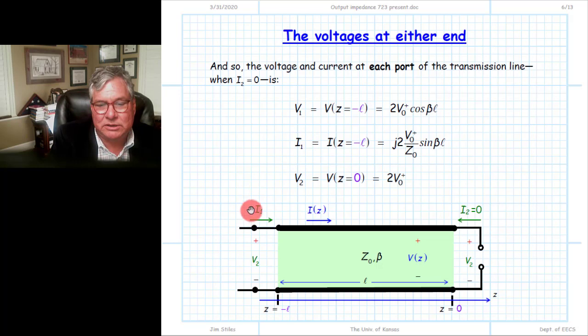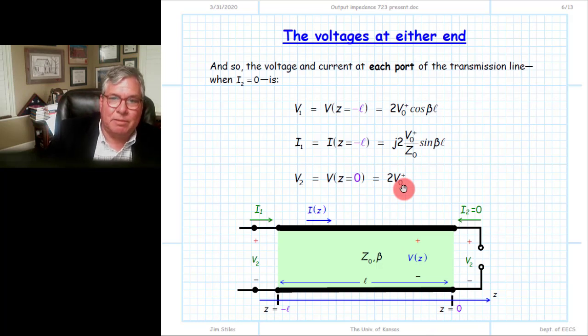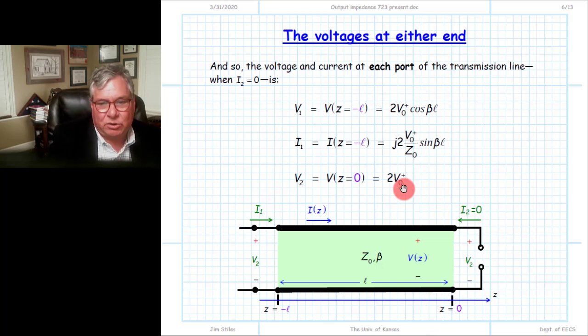I1, the current here at the input. Again, we take our total current expression and evaluate it at minus L, and we get this. And then finally we go to the voltage V2 at the other end, the voltage at the end of the transmission line. The voltage across the open circuit, we evaluate at Z equal to 0, where the open circuit is, and we simply get a value of 2 times the complex wave amplitude, V0 plus. So again, V1, V2, and I1 are the values we need to determine Z11 and Z21.